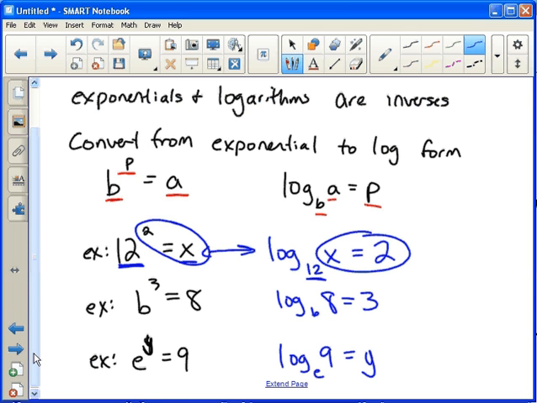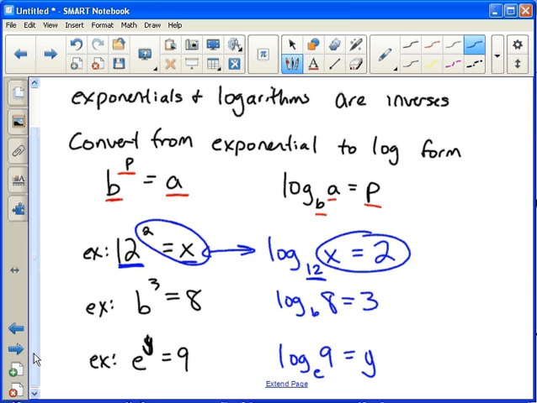Now one thing to note is just how to read this. Okay, starting with the first one, this is log base 12 of x equals 2. Log base b of 8 equals 3. Log base e of 9 equals y. So make sure that you read it that way. You don't ever say times. It's not log base e times 9. We're not multiplying. It's log base e of 9.